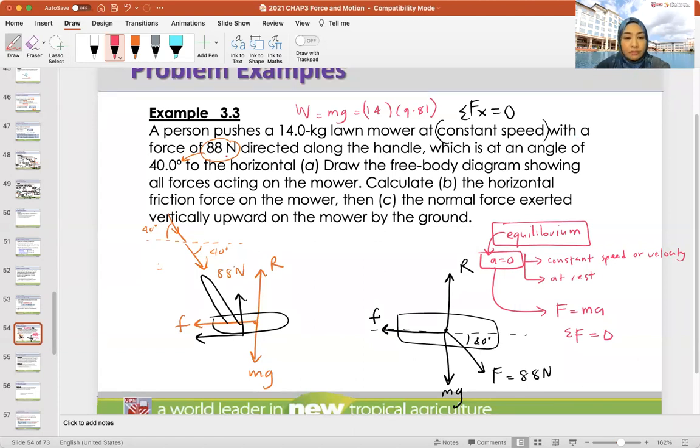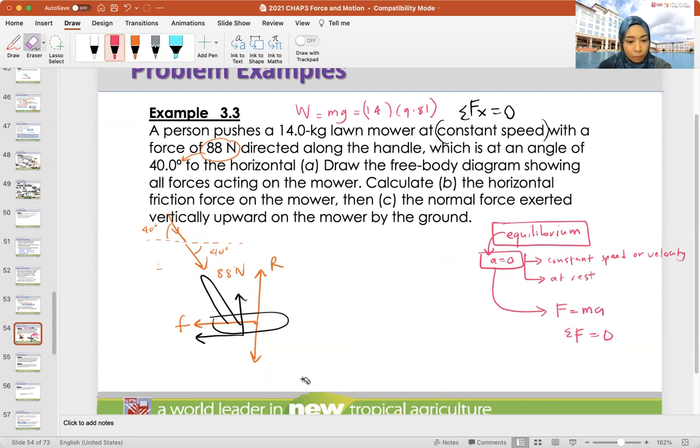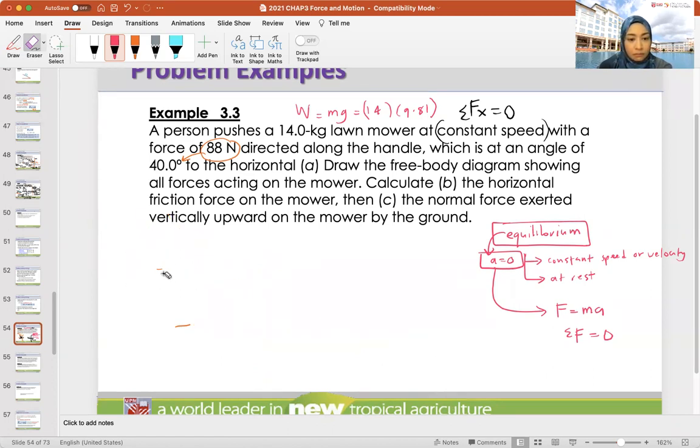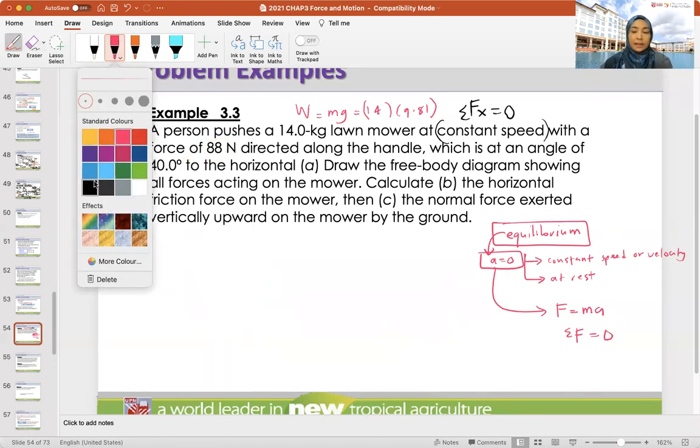With a force of 88 newton directed along the handle. So yang ni part ni tricky sikit. So saya akan cerita balik. Kita buang balik benda ni. So I think I got a few questions on this last time and I promise to explain balik lah. Where is my, okay, let me use black.